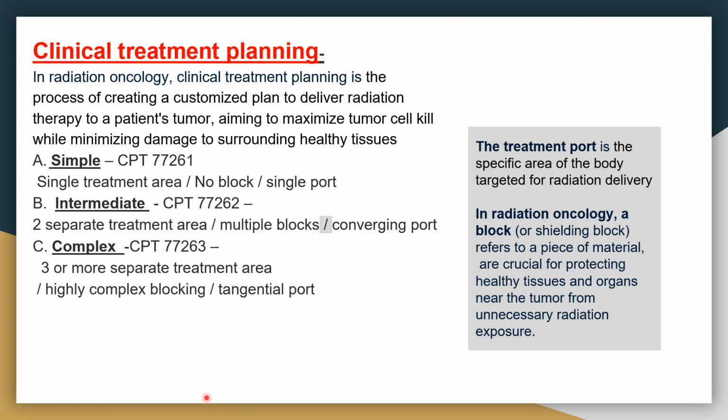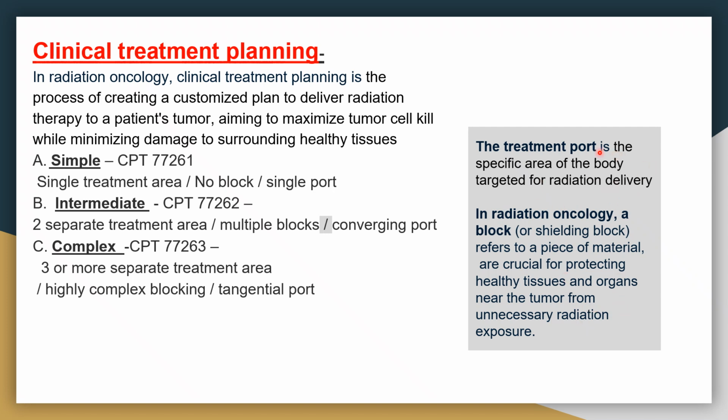And if you see, the codes are simple, intermediate, and complex, and the codes are divided depending upon the number of the treatment areas and then the blocks which are used. So basically the simple could be when the cancer has not spread anywhere and it is in a single area, and the blocks required are fewer. So let me just clarify what this port is and what this block is.